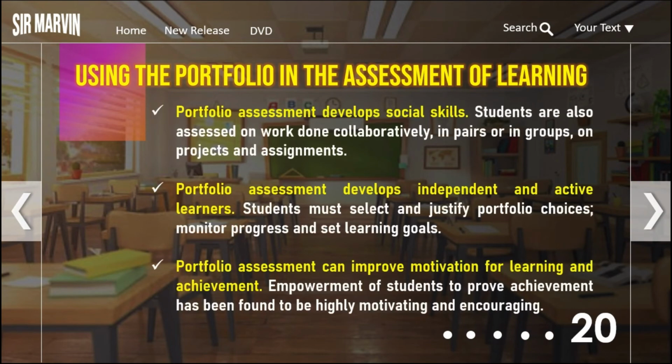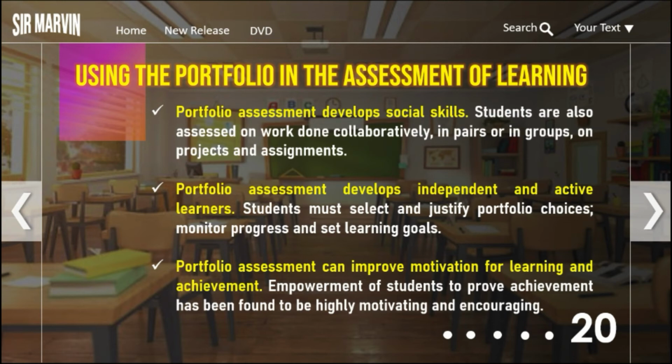Portfolio assessment develops social skills. Students are also assessed on work done collaboratively, in pairs or in groups, on projects and assignments. So, sa portfolio assessment din kasi, pwede rin niyang by group. Okay? So, nade-develop nila yung social skills nila. Merong collaboration. Pwedeng by pair, pwedeng by groups. Okay? Kapag gagawa sila ng output.